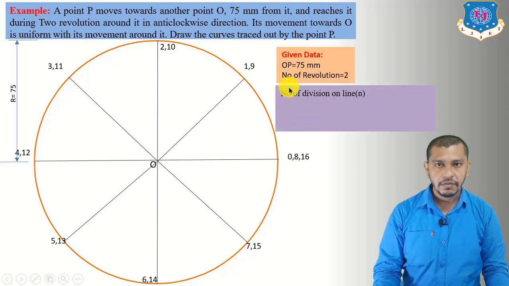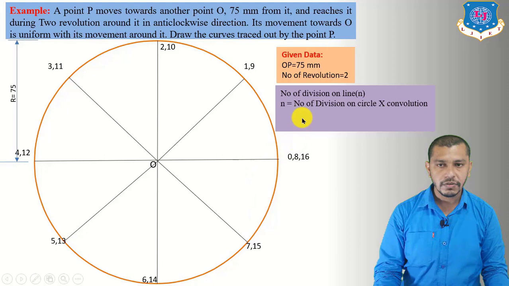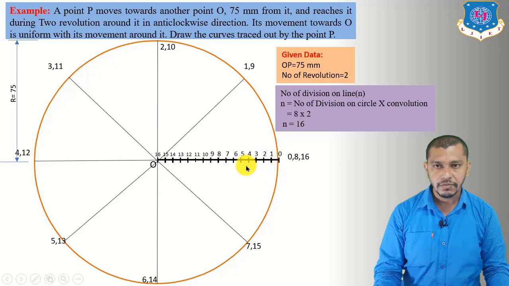So again, what will be the number of divisions on this line? For that, we have to use this equation. Number of divisions n on this line will be equal to the number of divisions on the circle into convolutions. So the number of divisions on the circle is 8, into convolutions 2. So the answer will be 16. So now we have to divide this length into 16 equal divisions. So divide this line into 16 equal parts. Give the numbering starting from here 0, 1, 2, 3, up to 16. After dividing this line into 16 equal parts, now this will be our P0.